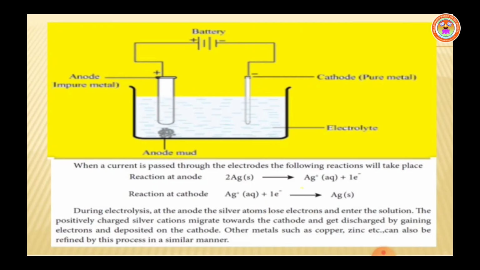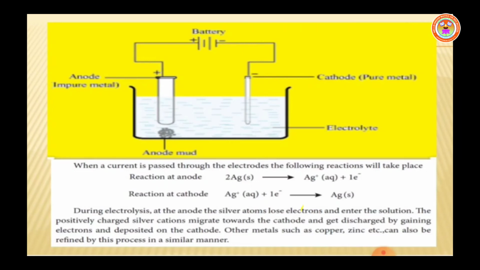Then reaction at the cathode. The Ag+ ion at the cathode gains an electron and will become silver metal. Understand, children? So at the cathode the ion undergoes reduction reaction. Reduction means gain of electron. So the Ag+ ion gains an electron and is deposited as pure silver metal. So the equation is Ag+ plus 1 electron gives Ag. Here the silver metal is in the solid form, and the ions are in the aqueous solution. Understand, children?